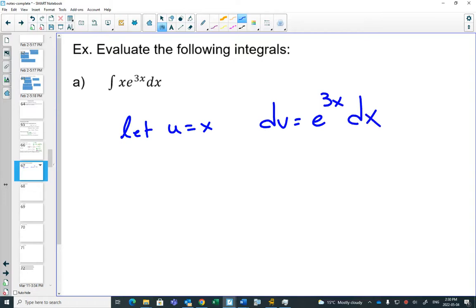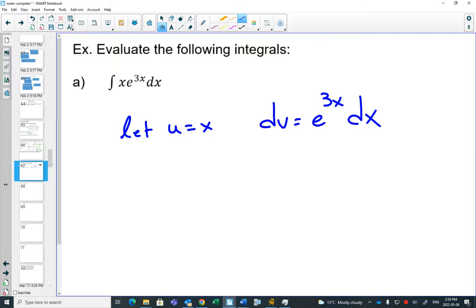So here's a possibility. You make u the x and dv the 3x dx. The other possibility is you make u the e to the 3x and the dv the x dx.